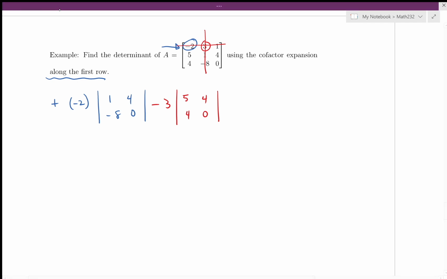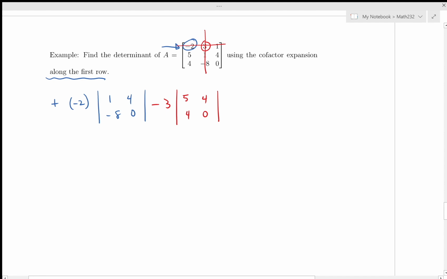Then I move to the next number, the 1, and that is plus. So it's plus, minus, plus. There's a 1, and then I cross out these two rows and I use the other ones. 5, 1, 4, -8. These are 2 by 2 determinants. I can compute those. -2 times 32. That is 1 times 0 minus 4 times -8. So these are the 2 by 2 determinants I'm computing here.